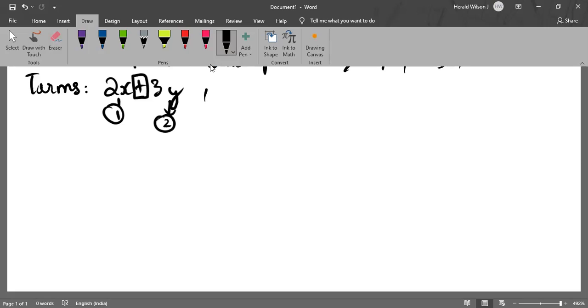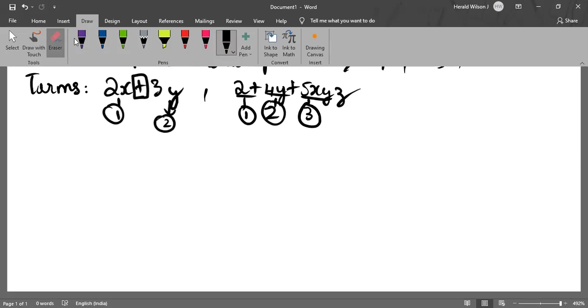What about 2 plus 4y plus 5xyz? Here also we can see that there are 1, 2, and 3 terms. This is one term, this is one term, this is one term. Clear? So for plus sign it is like this. So what about like the minus sign? Let us check that out also.